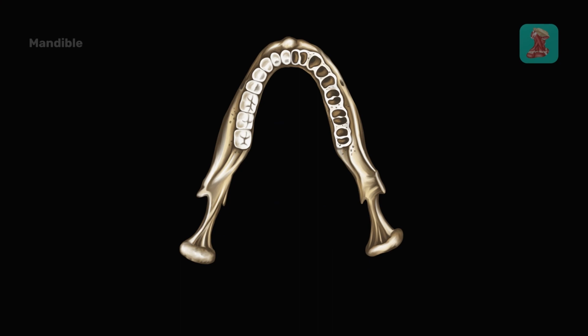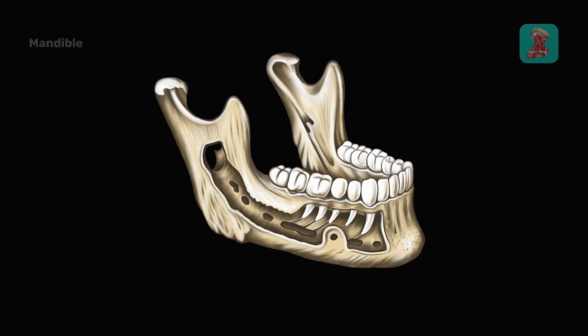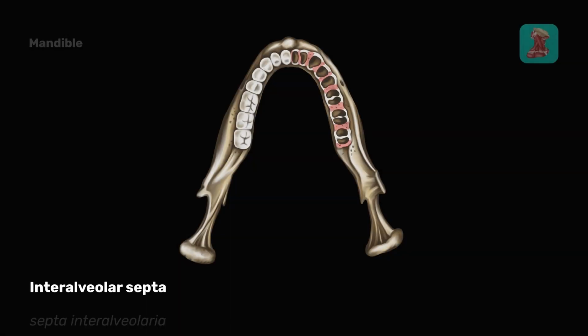The superior part of the body is called the alveolar arch. This arch contains the dental alveoli in which the teeth are located. On the external surface of the arch, the alveoli form so-called alveolar yokes. The alveoli are separated from each other by interalveolar septa.